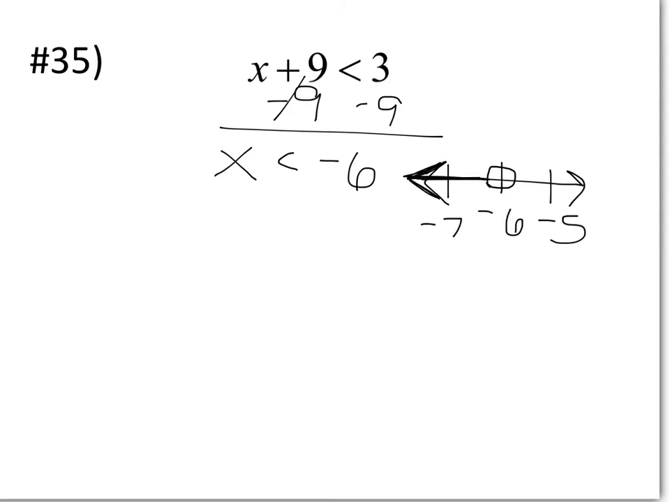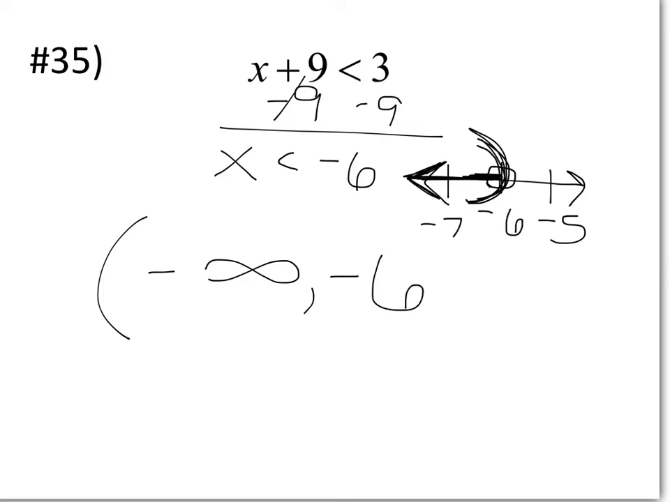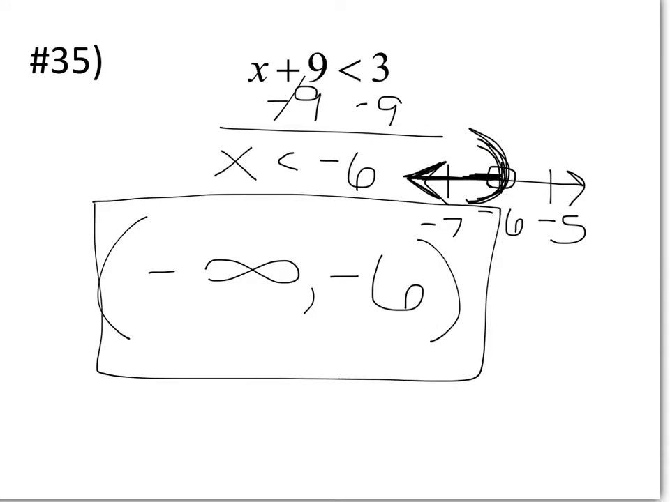Open circle is the same as parenthesis. Okay, so we draw our parenthesis. Now we're going to write our interval notation. Remember, we read a book from left to right, so we're going to start at negative infinity. Negative infinity always gets a parenthesis. We go to negative 6. Our graph has a parenthesis, so our interval notation has a parenthesis. So we're negative infinity to negative 6.